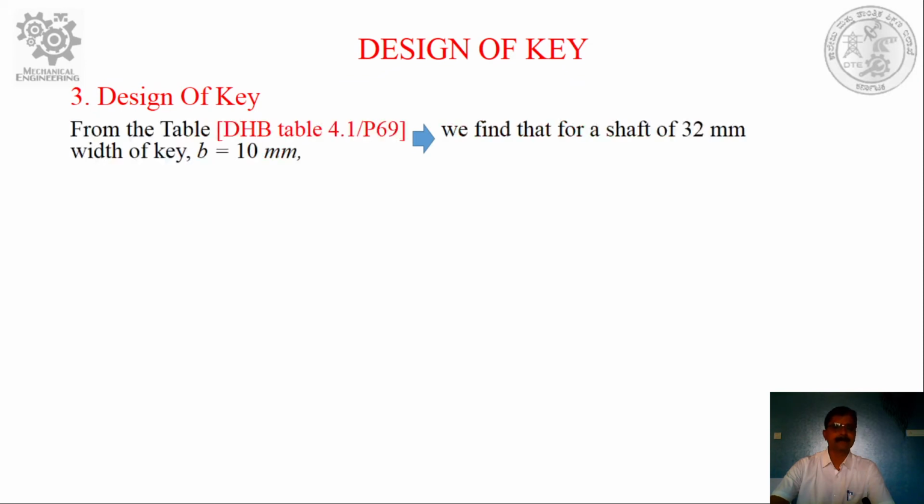Design of the key. After designing the shaft and hub diameter, the next step is design of the key. Here the key dimensions are selected from the standard table. From table 4.1, page number 69, we find that for a shaft diameter of 32 millimeter, the width of the key b is equal to 10 millimeter.